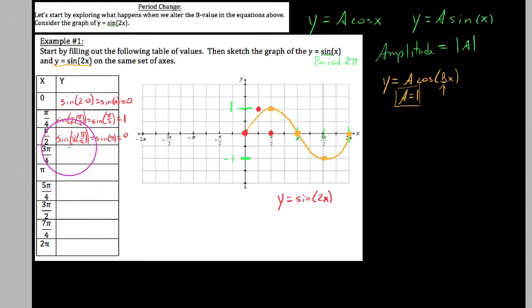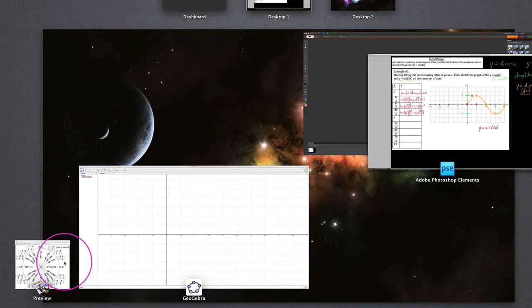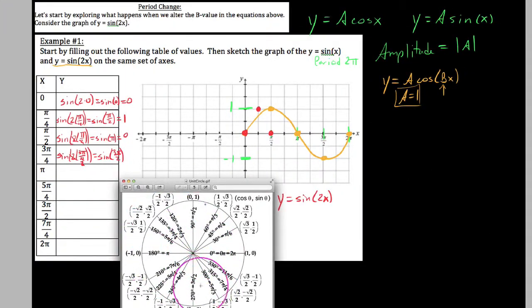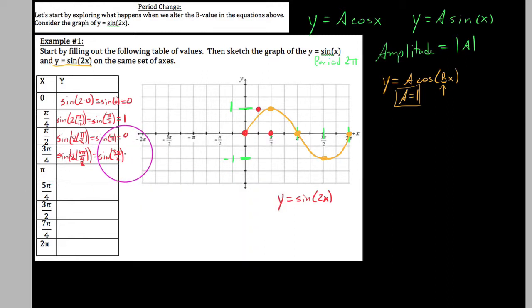Now, we've got 3 pi fourths, sine of 3 pi fourths. We don't have to do this much longer, I promise you. Sine of 2 times our input, and our input is 3 pi fourths. This is the same thing as this 2 cancels with this 4, and this becomes 2. Sine of 3 pi halves. Sine of 3 pi halves is down here, and it's -1.